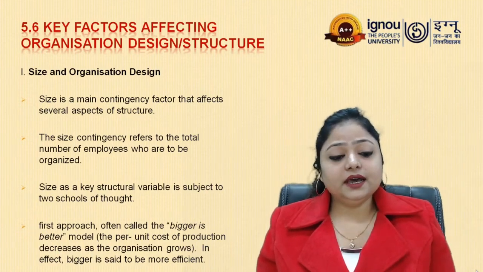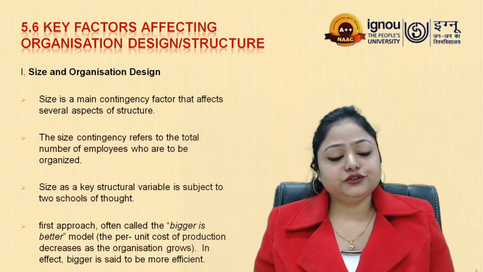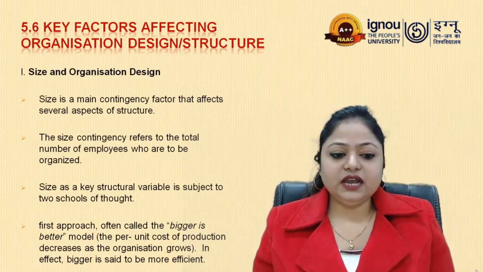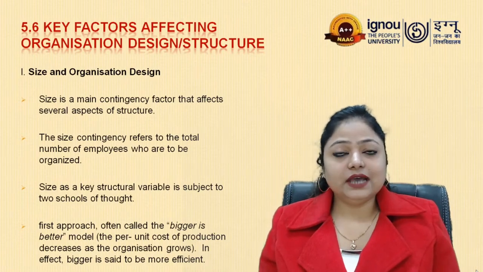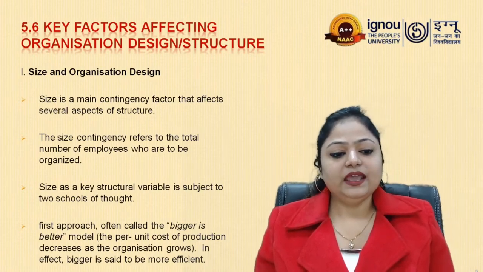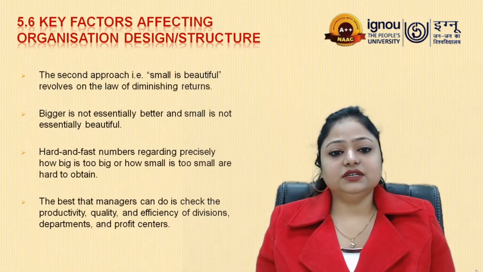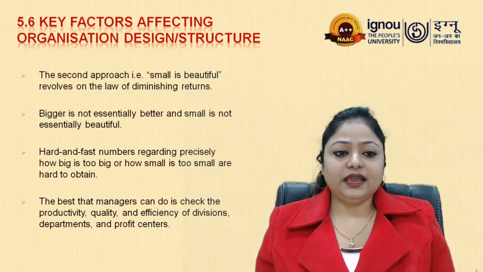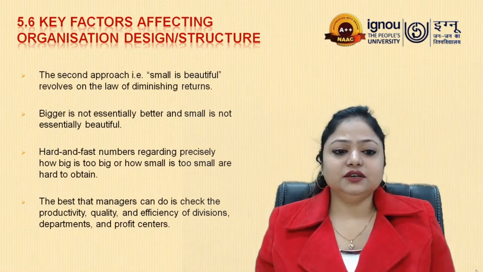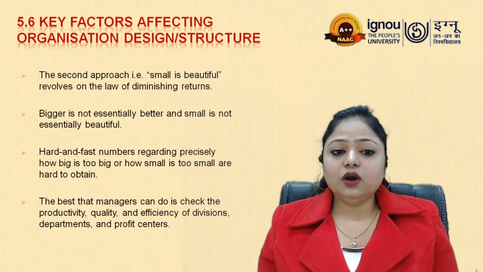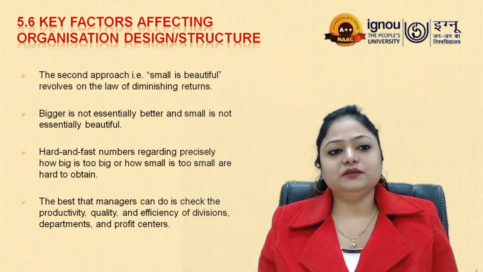First is the bigger is better model, which opines that the per unit cost of production can be decreased if the size of the organization is large, and in effect bigger is said to be more efficient. The second approach is small is beautiful, and it revolves around the law of diminishing returns. Now, bigger is not essentially better and small is not essentially beautiful. It should be kept in mind while designing the overall structure.